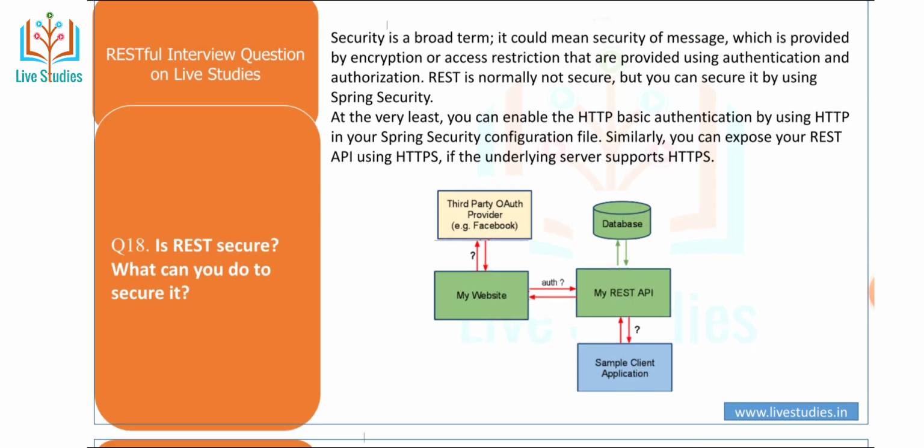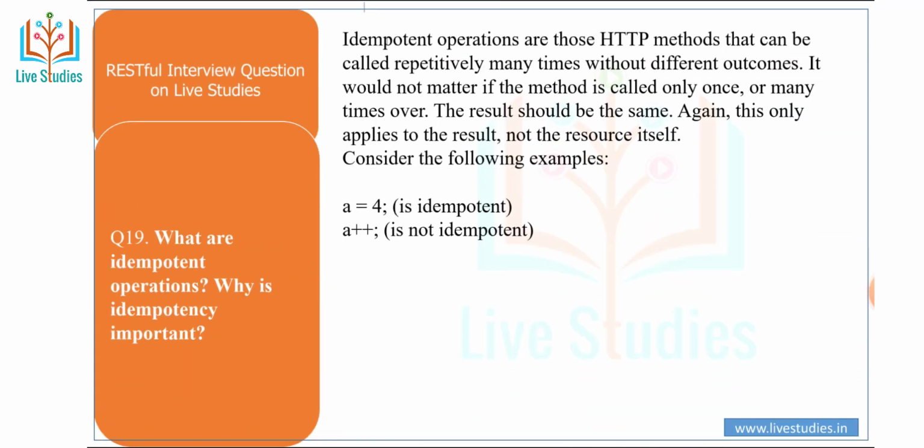Okay, moving to another point: what are idempotent operations? Why is idempotency important? Idempotent operations are those HTTP methods that can be called repeatedly many times without a different outcome. It would not matter if the method is called only once or many times over. The result should be the same.